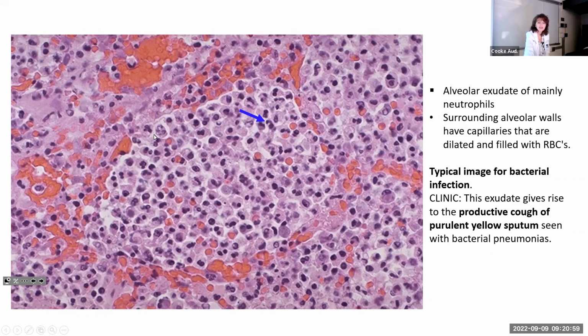So this is the typical image for a bacterial infection. Clinically, do you know how these patients present? Clinically, patients with alveolar spaces filled with polys, patients with bacterial infection, in other words, they will have productive cough and purulent yellow sputum.